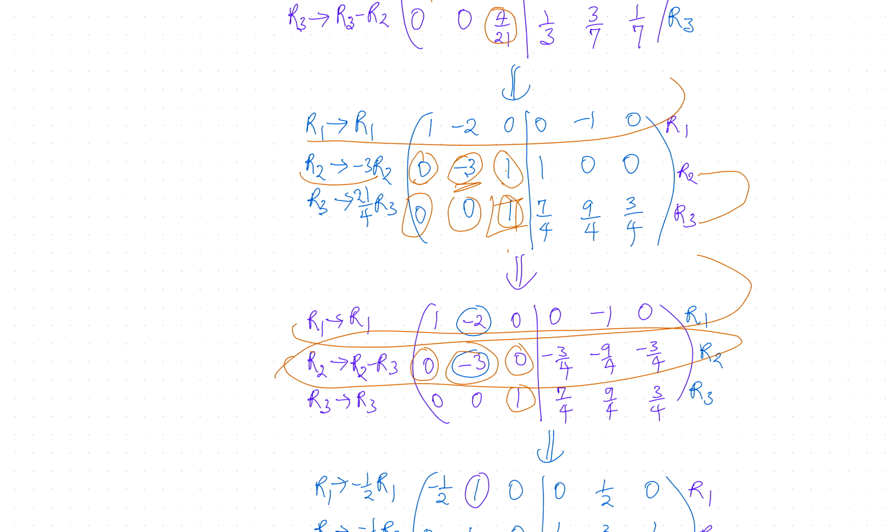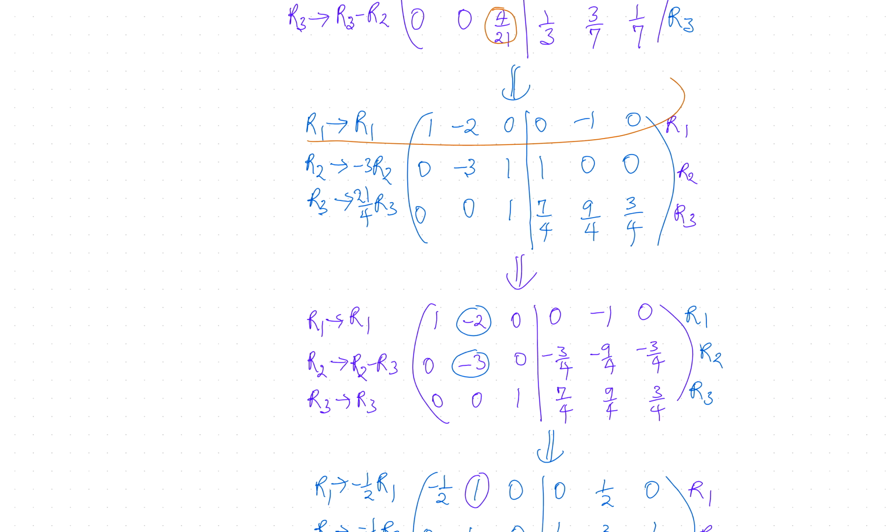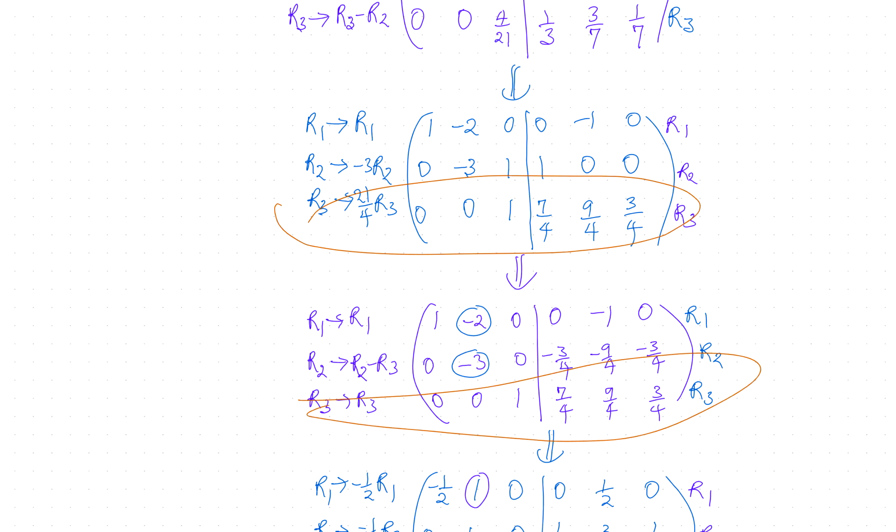And then, of course, you go on like that. 1 minus 7 over 4, that's minus 3 over 4. 0 minus 9 over 4, that's minus 9 over 4. 0 minus 3 over 4, that's minus 3 over 4 like that. And of course, the old row 3 remains what it used to be, because we don't have any business with this right now. We have achieved the one it needed to be. So we just have 0, 0, 1. The old row 3 is still the new row 3. So 0, 0, 1, 7 over 4, 9 over 4, and 3 over 4.